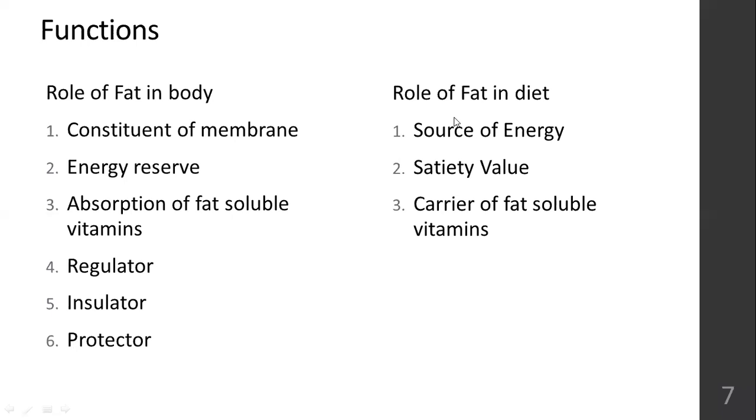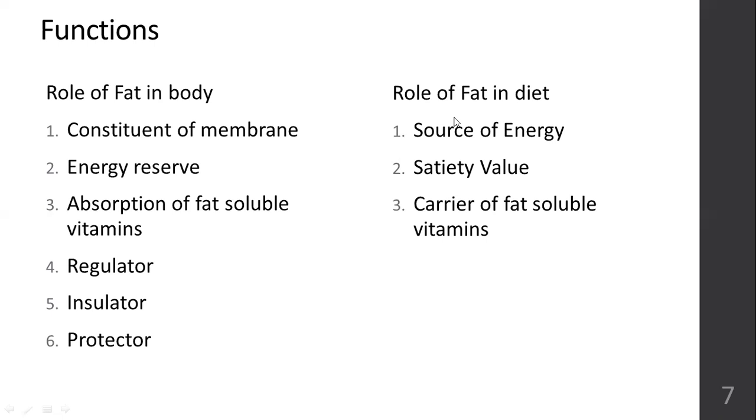Mountain regions are cold. You require the insulator function of the fat more. You will be eating more fat based food when you are in the mountainous region, because you have to store more fat in your body so that you can prevent heat loss. In coastal regions, you don't have to worry much about fat. There is enough heat. The climate is already hot and humid. You don't have to worry about heat loss. You will worry about heat stroke.